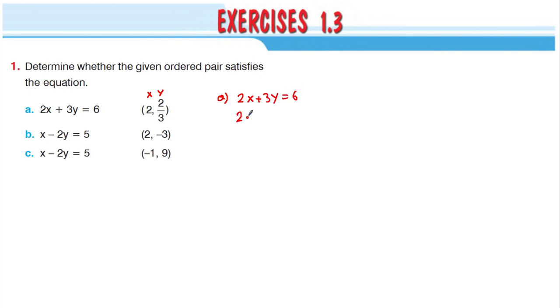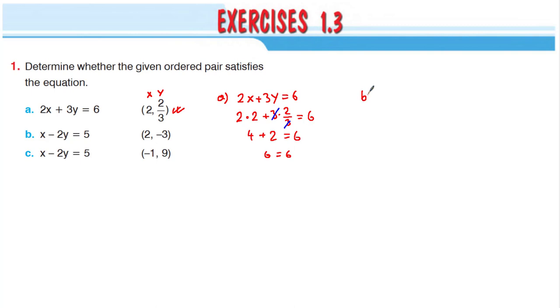Now we have 2 times 2 plus 3 times 2 over 3. This should be 6. Now 2 times 2 is 4, plus we can cancel out 3 and 3 here. So what do we get? That's just 4 plus 2, which is 6, and 6 is equal to 6. So the first ordered pair satisfies the equation.